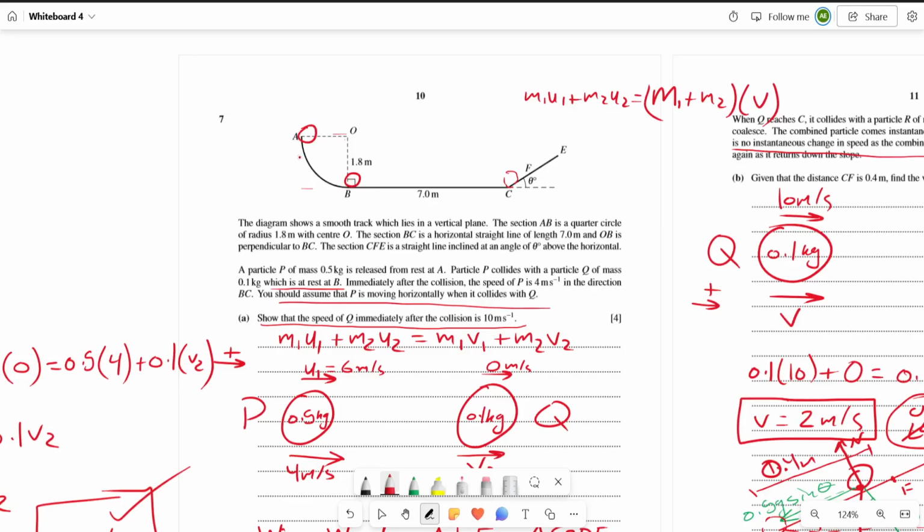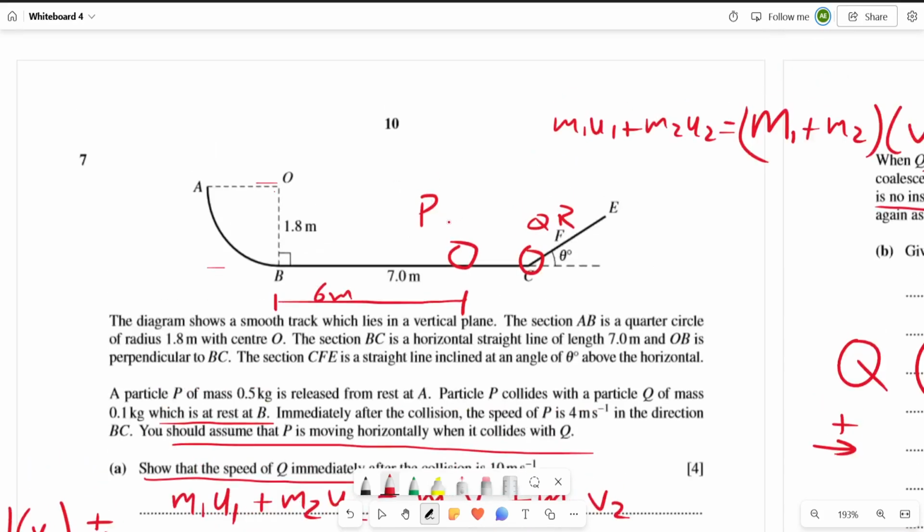P, during this time, from here, P moved 6 meters. So now P is over here, 6 meters. And here, this is particle QR. P is moving to the right with a velocity of 4 meters per second. Let's draw this a little bit better. Let me draw, let's say, P over here. Let's say this is 6 meters and QR over here. So this is P, this is QR.